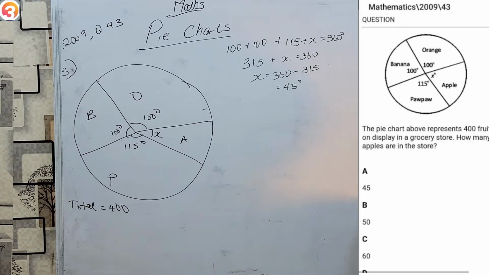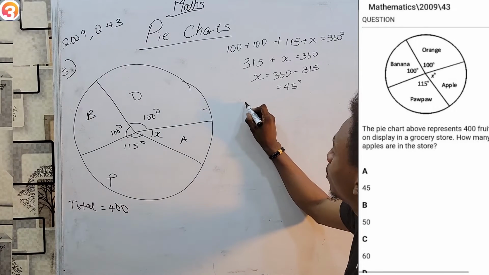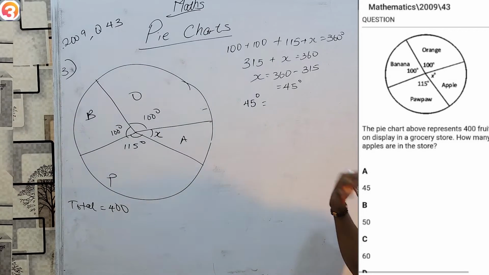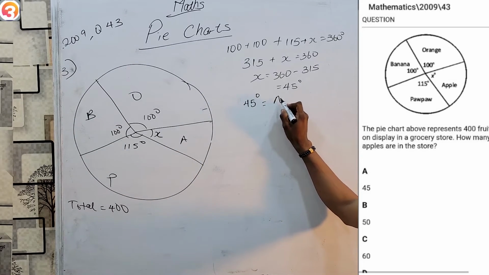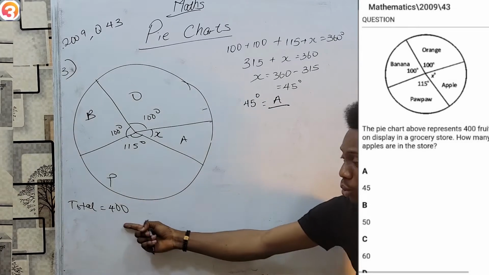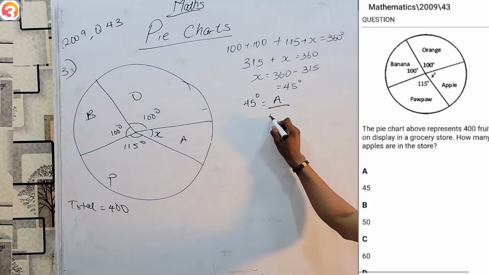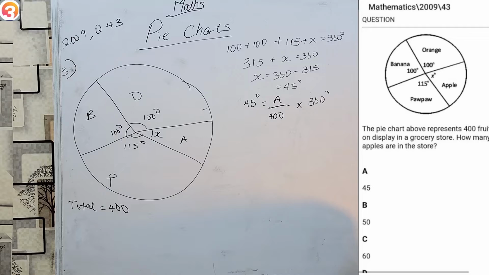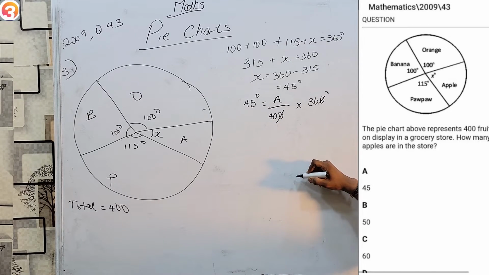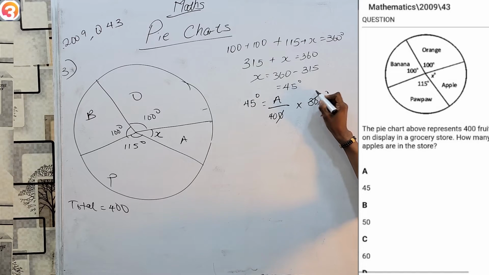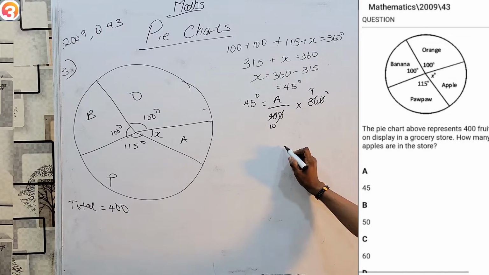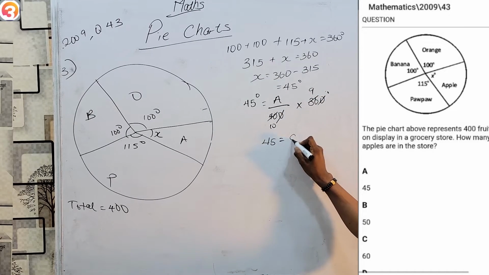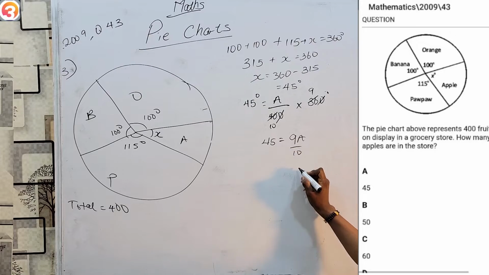Okay, so now can I get the number of apples? Yes, my angle is 45 degrees. Remember from your formula, the number of apples, let's represent that with A, over the total number of fruits, which as we know is 400, all times 360 degrees. So let's see what can happen here. Can the zeros cancel out here? 4 here is 9, 4 here is 10. I'm left with 45 equals 9A over 10.